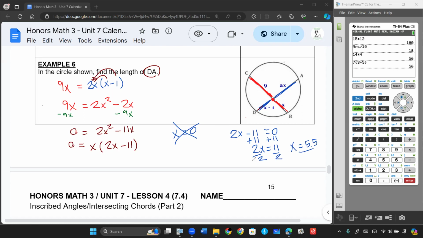So now that I have x, I can go back and plug numbers in. So if x is 5.5, I can go back and say, well, that's going to be 5.5 minus 1. Well, that's going to be 4.5. And over here, if I plug in 5.5 to this x, I'm going to get 2 times 5.5. That's going to be 11. So let's look at that 11 and 4.5. That's going to be your combined lengths. And so dA is going to be those two added together, 15.5.